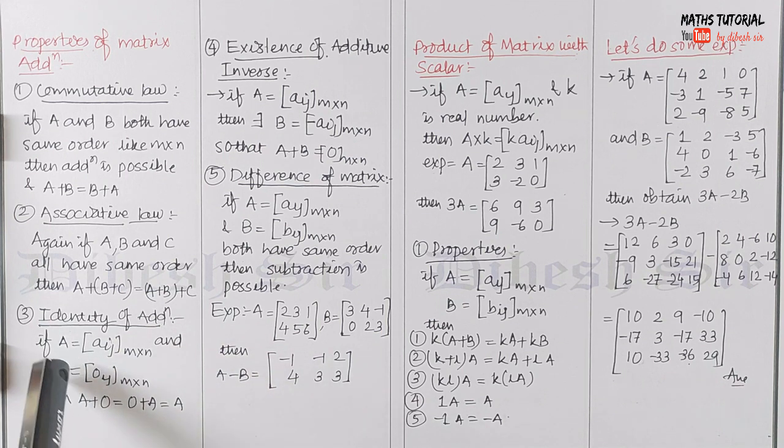Identity of addition. If A is equal to [aij] m cross n and O is equal to [0ij] m cross n, then A plus O is equal to O plus A is equal to A.